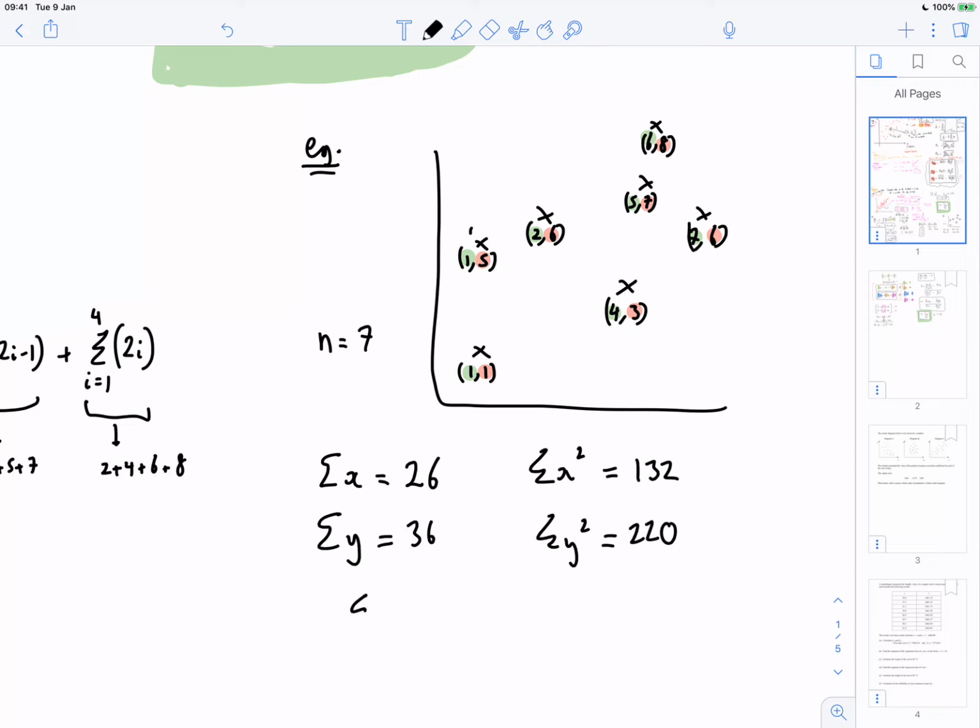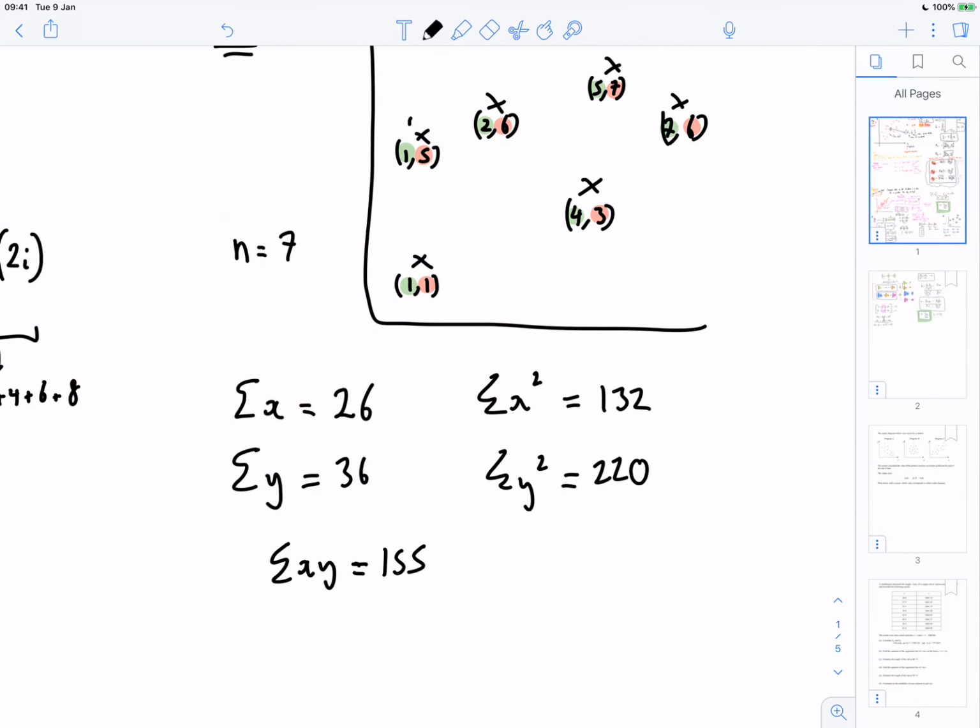And then finally, I need the sum of xy's. So x times y. The first one, the bottom left, is 1 times 1. Then I've got 1 times 5, which is 5. And then I've got 2 times 6, which is 12. 4 times 3 is another 12. 5 times 7 is 35. 6 times 8 is 48. Plus 7 times 6 is 42. So that will be 155.